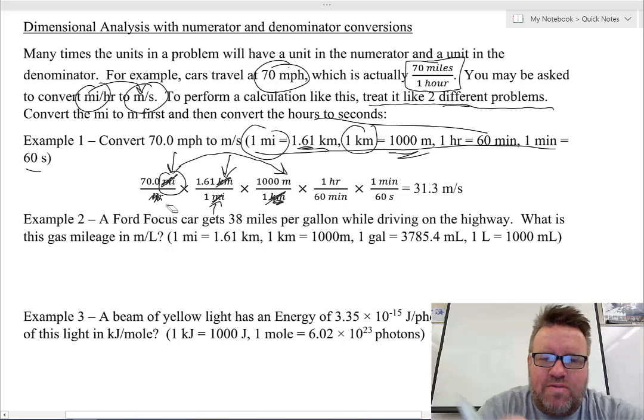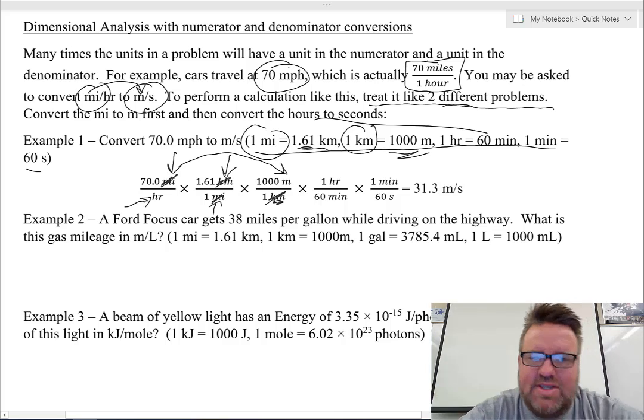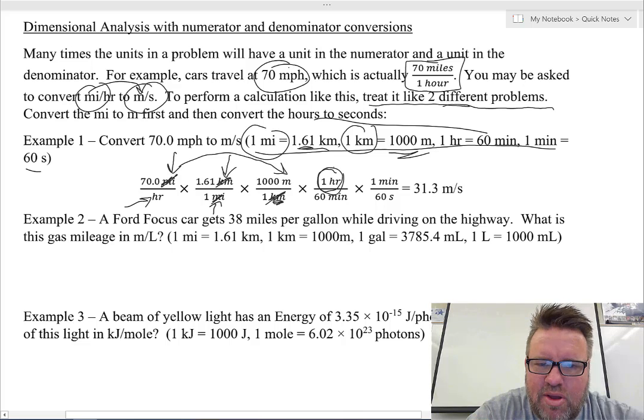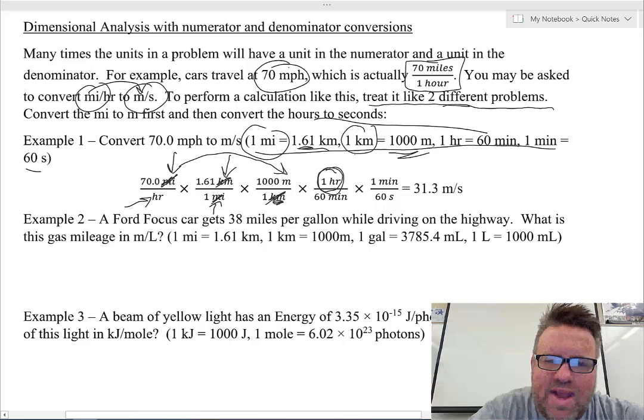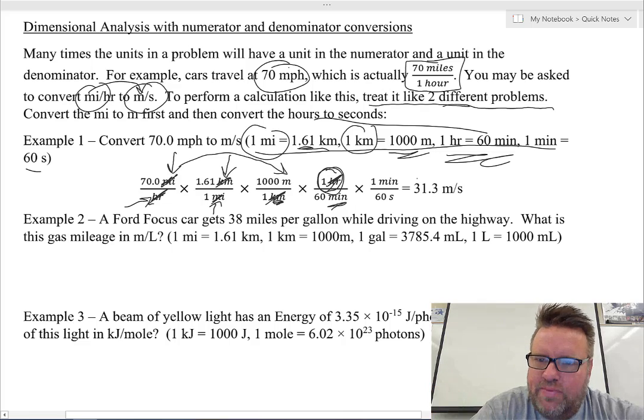Okay, now that we've finished that part, now let's go back to the very beginning and let's focus on the hours. And since hours are on the bottom of the fraction, to cancel hours, we have to put hours on the top of the fraction. And even though it's way down there, they're still going to cancel. 1 hour equals 60 minutes. So that hour and that hour cancel. And now we've got minutes, again, on the bottom. So then we need to cancel minutes. So I'm going to put 1 minute on the top from that conversion, and minutes cancel.